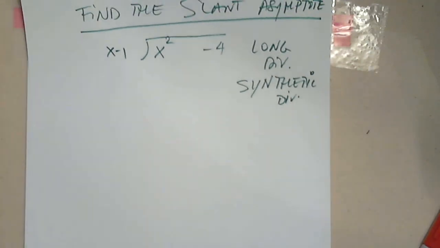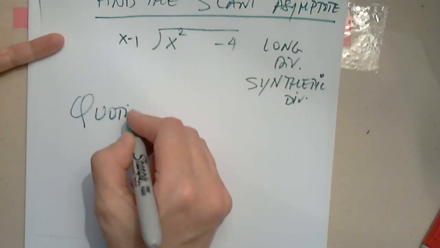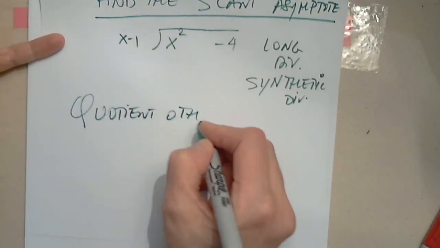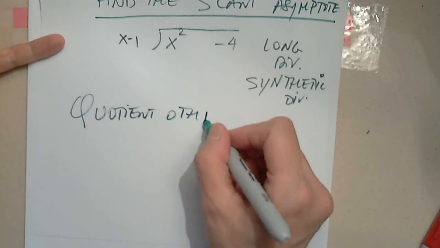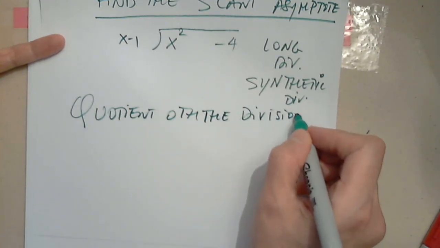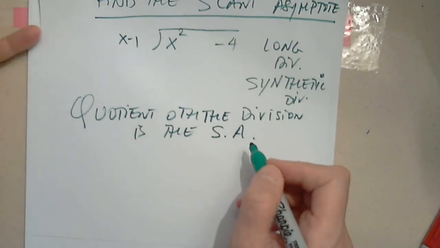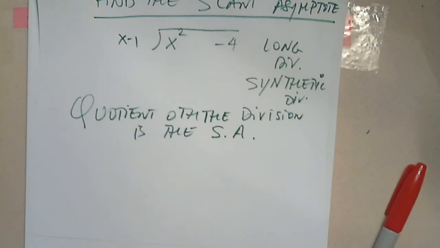And you tell me which one you would like to choose. Because the quotient of the division, I'll erase that, is the slant asymptote. Just the quotient. That's why we need to divide.